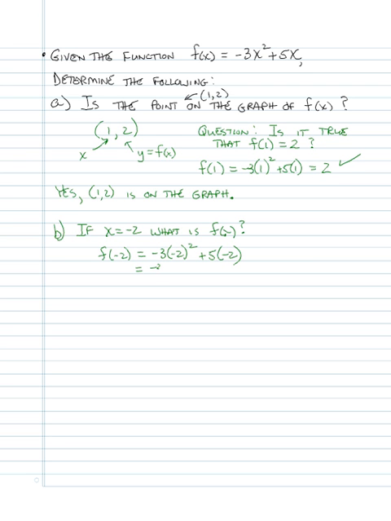Well, when we square negative 2, we get a positive 4. And so we have a negative 3 times a positive 4, which is negative 12. And then we have plus a 5 times a negative 2, which is a negative 10. So negative 12 plus negative 10 is negative 22. So when x is negative 2, f of negative 2 is negative 22. In other words, the point negative 2, negative 22 is on the graph. It didn't ask us for that, but that's the information we just determined, really.